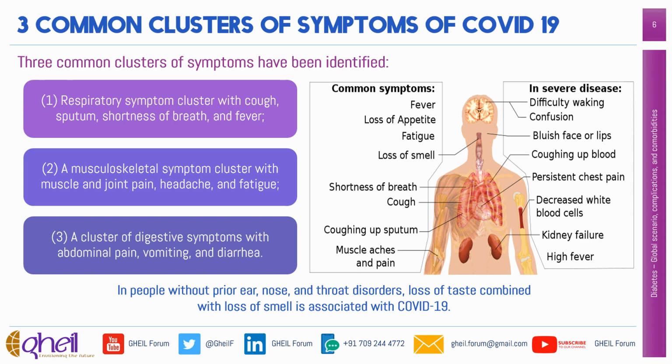Three common clusters of symptoms have been identified. One, a respiratory symptom cluster with cough, sputum, shortness of breath, and fever. Two, a musculoskeletal symptom cluster with muscle and joint pain, headache, and fatigue. Three, a cluster of digestive symptoms with abdominal pain, vomiting, and diarrhea. In people without prior ear, nose, and throat disorders, loss of taste combined with loss of smell is associated with COVID-19.